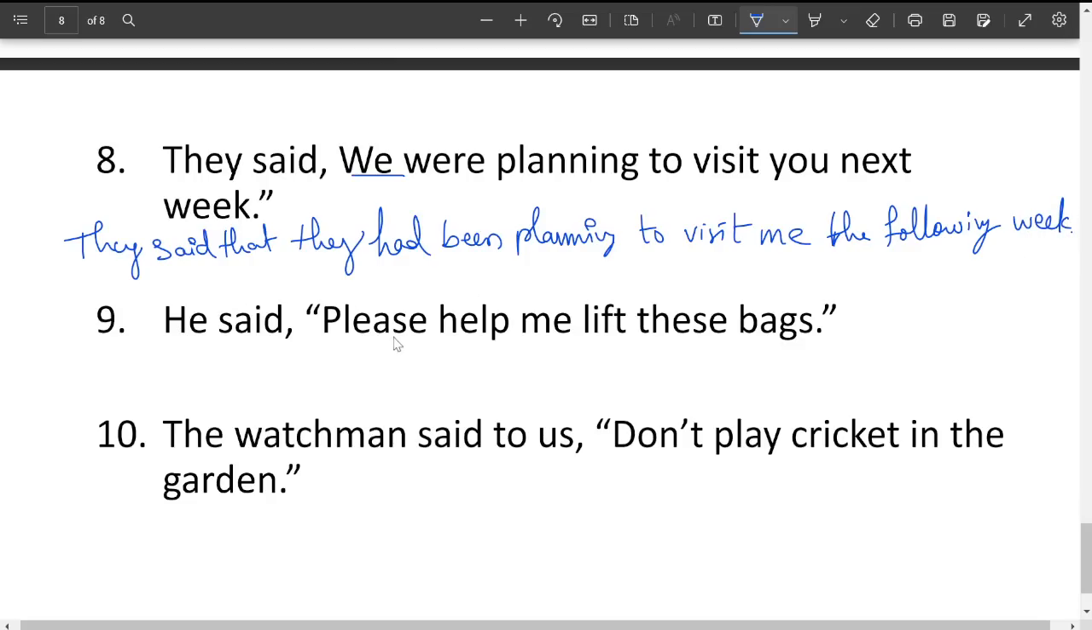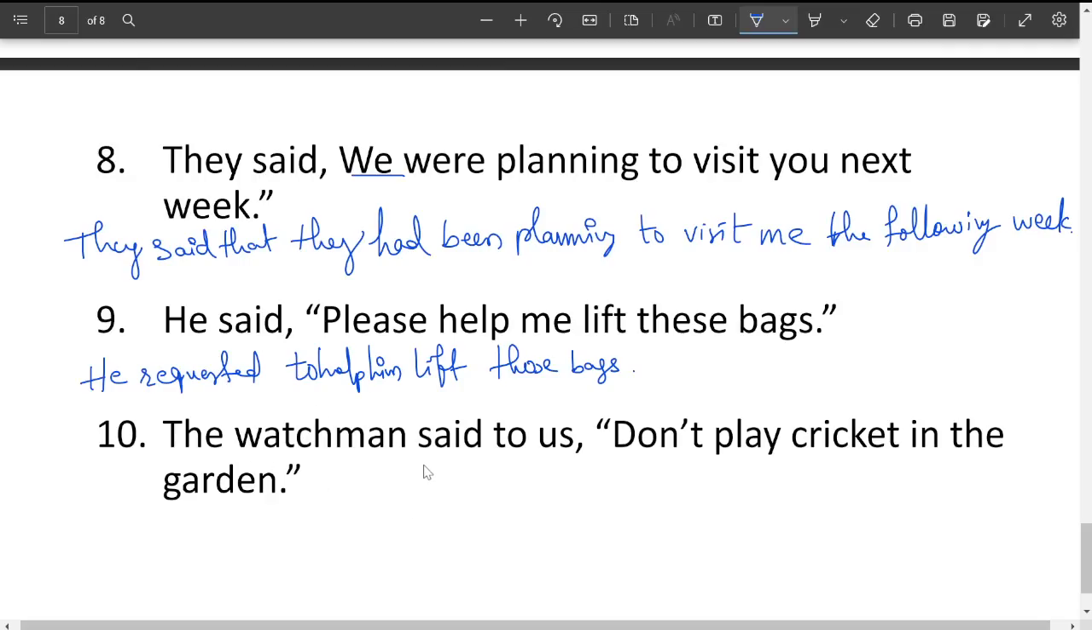Okay. Next, he said, please help me lift these bags. He, please in the sense requested. This is also an imperative sentence. He requested to help him lift those bags. These changes to those, bags remains as bags. See here, please is given, that's why we are using requested. He requested to help him lift those bags. Me changes to him because the sentence subject is he.